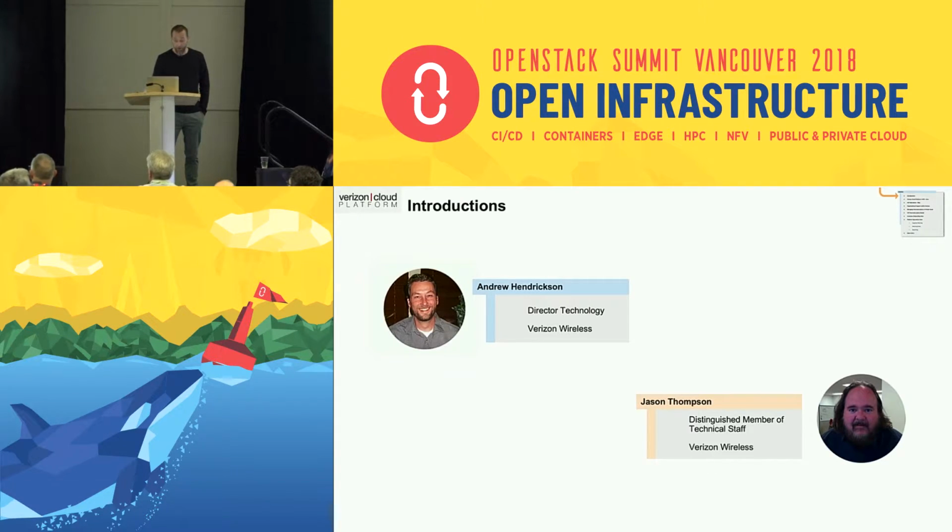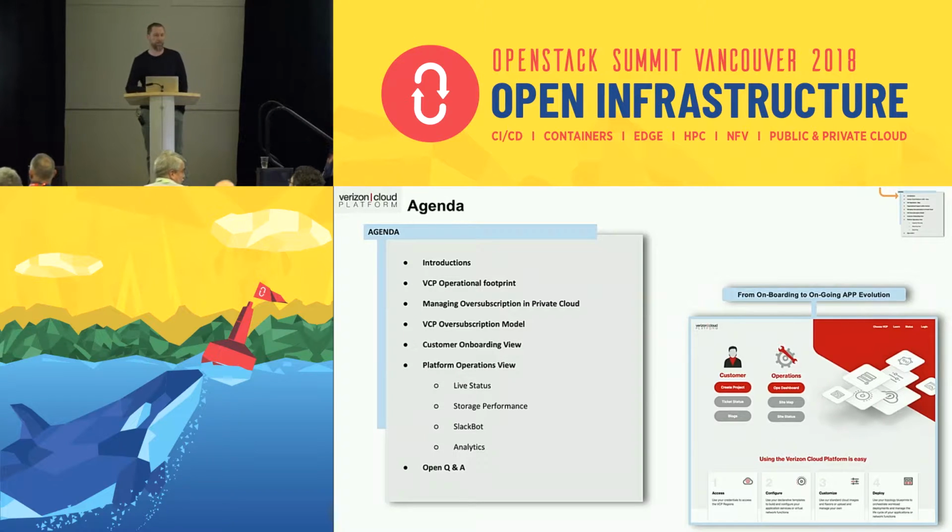We are going to go through an evolving conversation that we've been having for a couple of years. We're going to evolve our last talk, which was called The Illusion of Infinite Capacity. Today we're going to introduce some concepts, but talk more about where we've evolved from an operational standpoint. We're going to talk about how we manage oversubscription in the cloud.